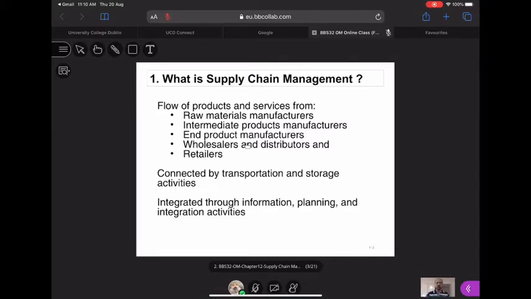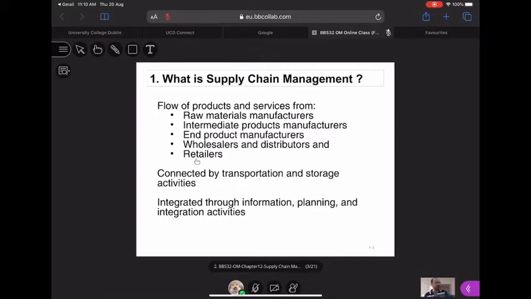Then it goes to wholesalers and distributors. So you finally go to wholesaler and distributor. Wholesalers and distributors are the ones that will hold stock. So they buy a huge quantity from this end product manufacturer. For example, this wholesaler or distributor may buy 1,000 televisions. Then they pack them, and then they give it to the retailers. So they give it to many retailers.